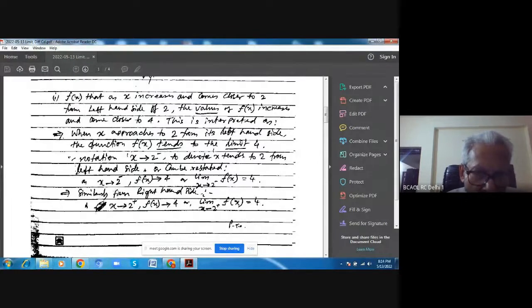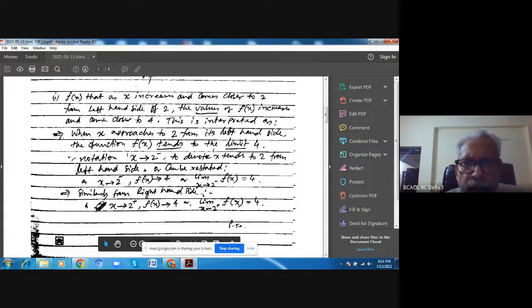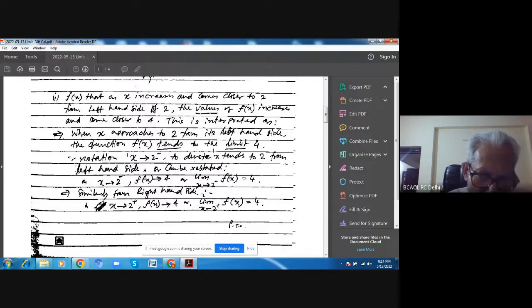Similarly, from the right hand side, same thing will be there, only x tends to 2 plus, at the top you can write a plus because it is from the right hand side, and function of x tends to 4, or we can write this way: limit x, it is not a dash, it is the arrow, x tends to 2, at the top you can write a plus symbol, and function of x is equal to 4. So this is the way you have to represent.